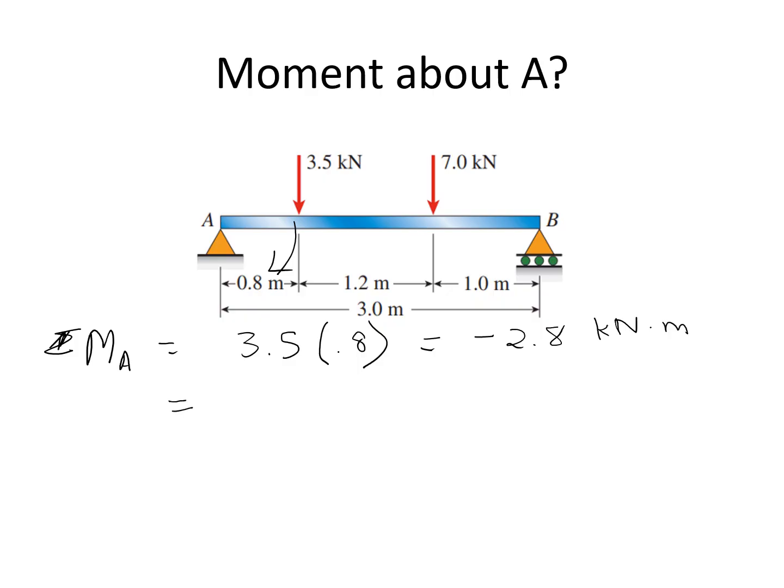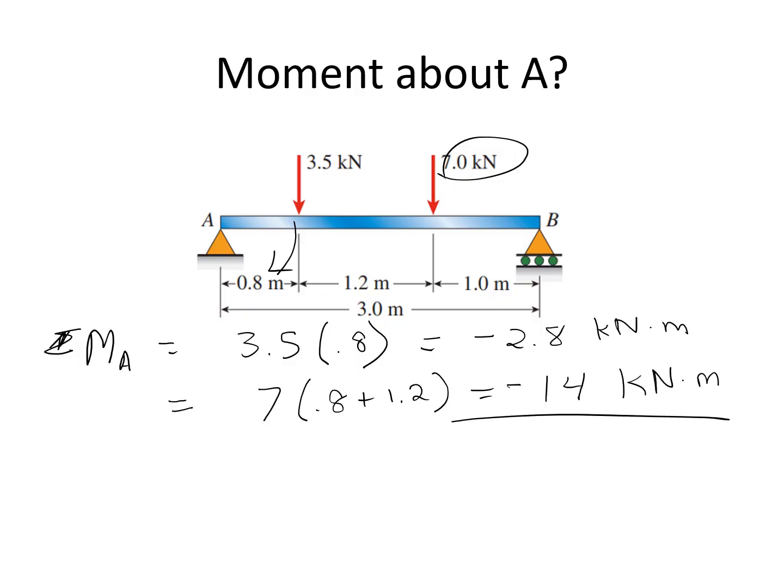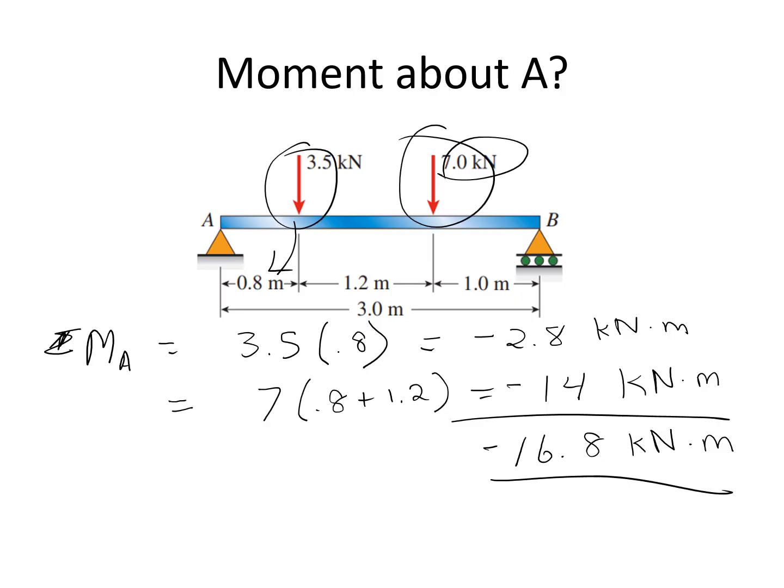And then the moment caused by the 7 kilonewton force would be 7 times the distance, which is 0.8 plus 1.2, or 2. So that will be 14. Again, it's causing a clockwise rotation, so it would be negative 14 kilonewton meters. So for the total moment, I would just add these together, and I get negative 16.8 kilonewton meters. So I'm just taking the moment caused by each force and adding them together to get the total moment.